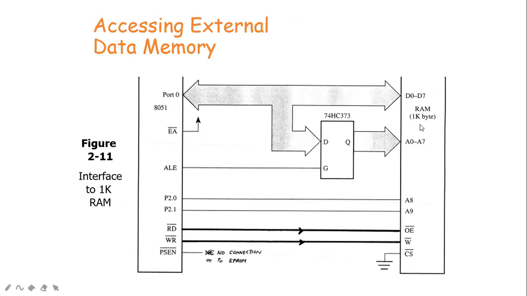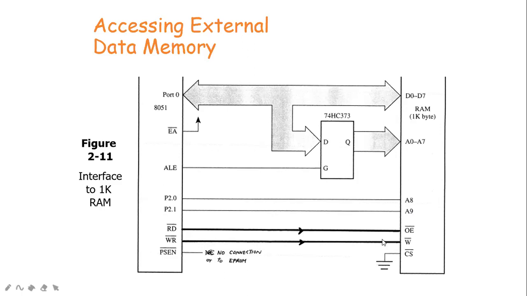1K means 2 power 10, so it needs 10 address lines, A0 to A9. Out of A0 to A9, A0 to A7 are connected to the port 0 pins through the D latch, and port 0 pins are directly connected to the D0 to D7 signals. And port 2, that means A8 and A9 of the 8051, are connected to A8 and A9 of the external RAM, the data memory.